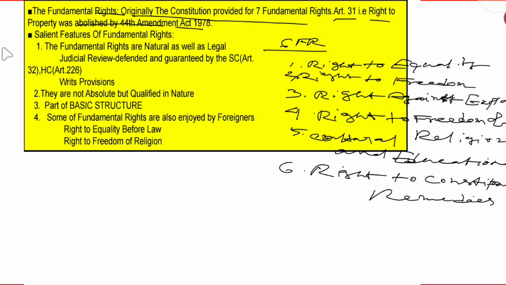Number 5, cultural and educational rights. And number 6 is right to constitutional remedies.